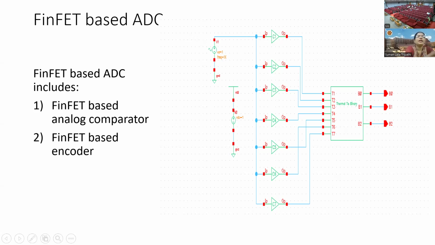Here is one example of an ADC, a 3-bit analog to digital converter. And you can see here, how many comparators are there?